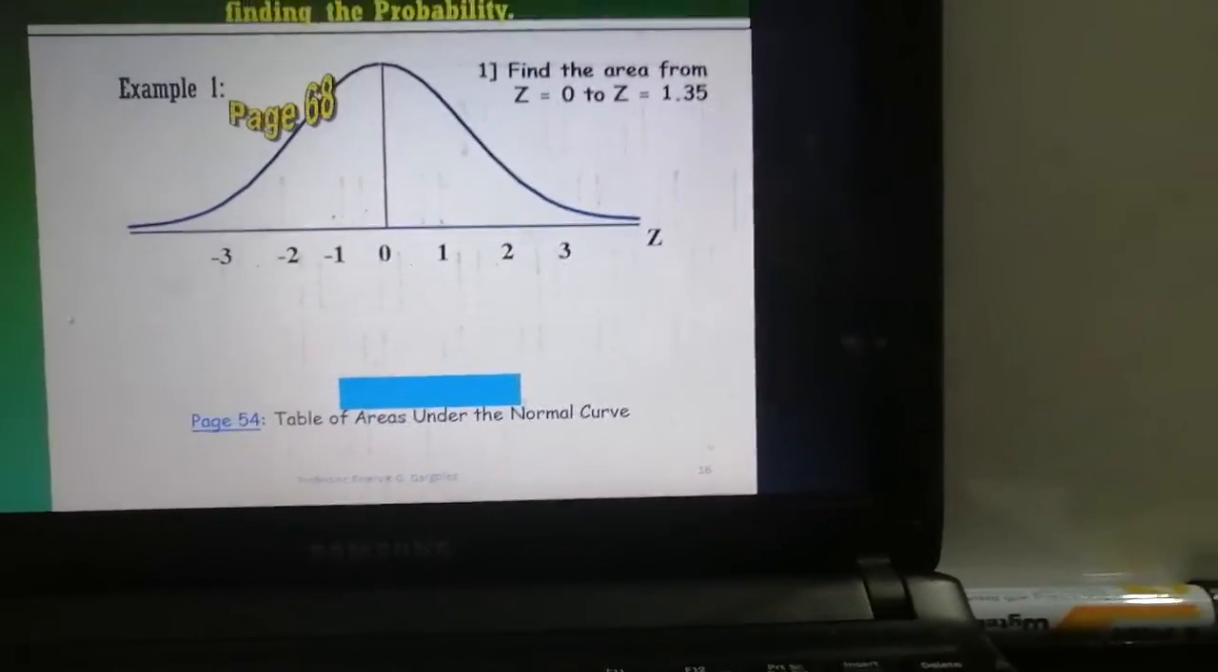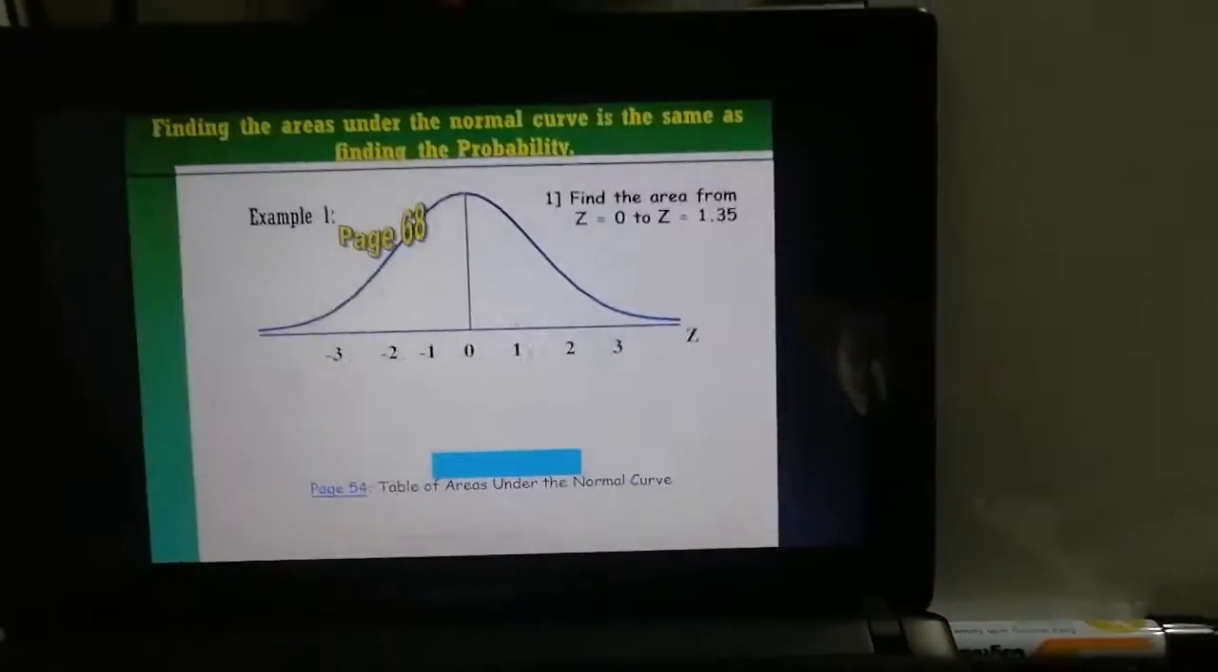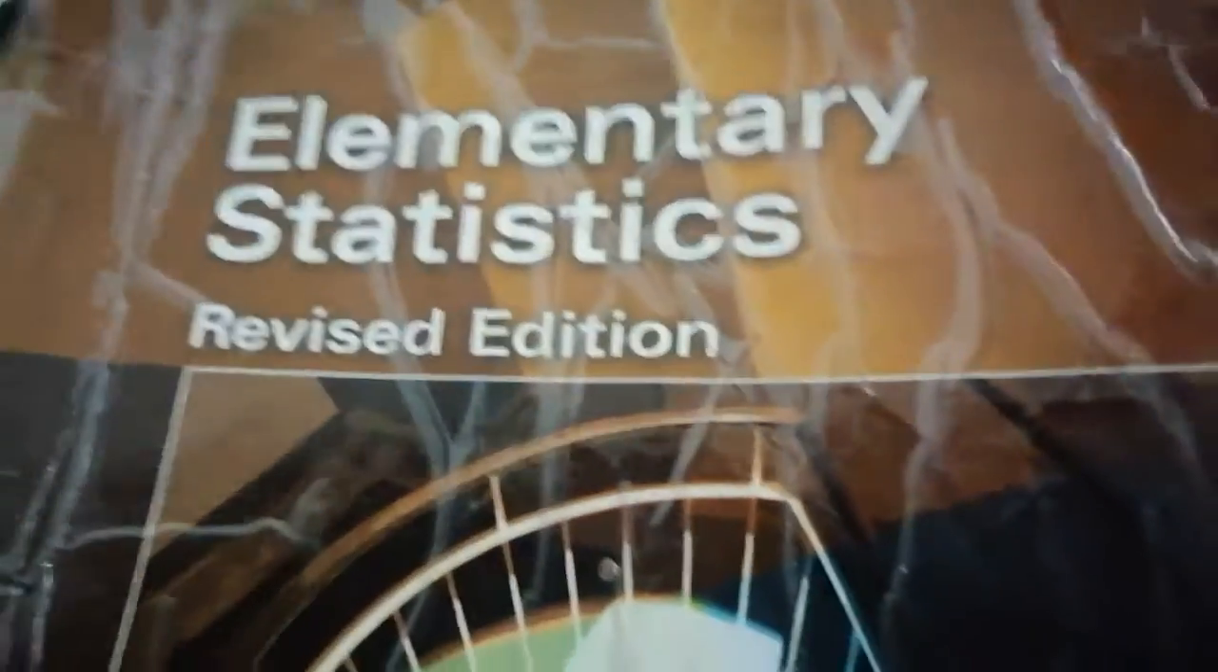In answering questions like this, you will need a table of values. So if you have your book, Elementary Statistics, you can find it on page 74 of your book. So, you may use this table. I will also send a copy of the normal distribution, maybe a screenshot of this, so that you can still find the area even though you don't have your book.